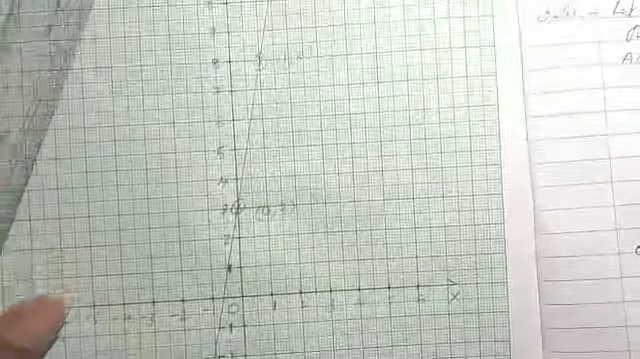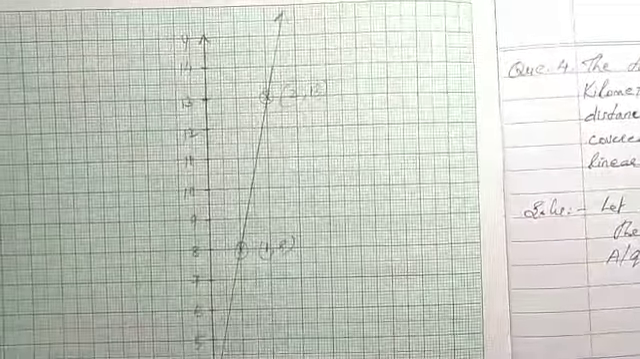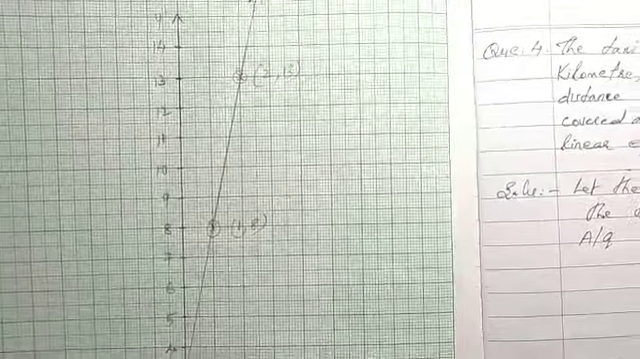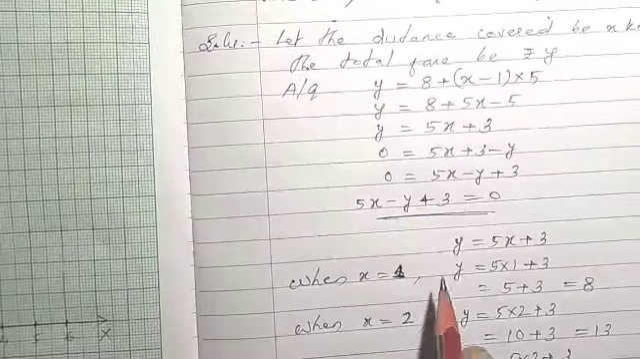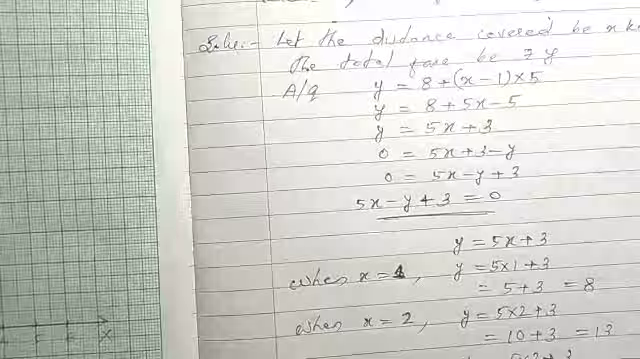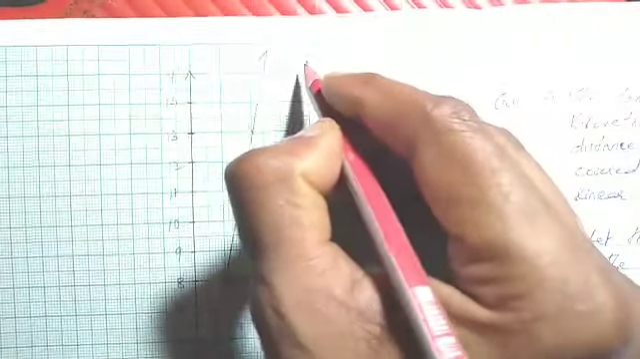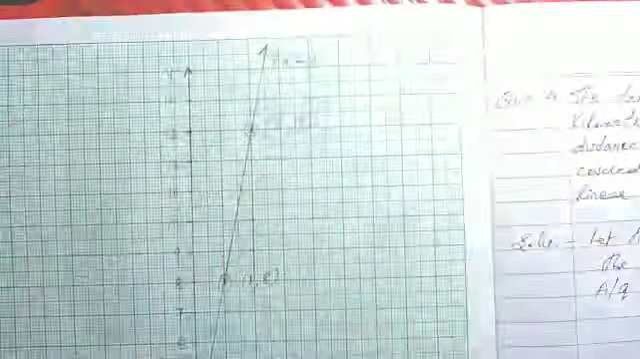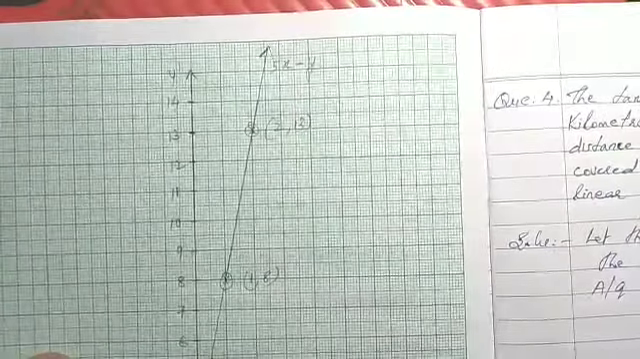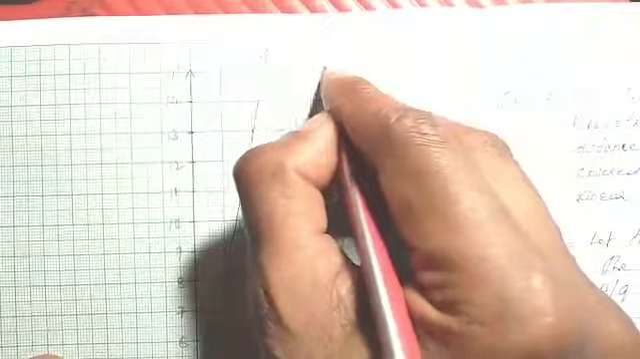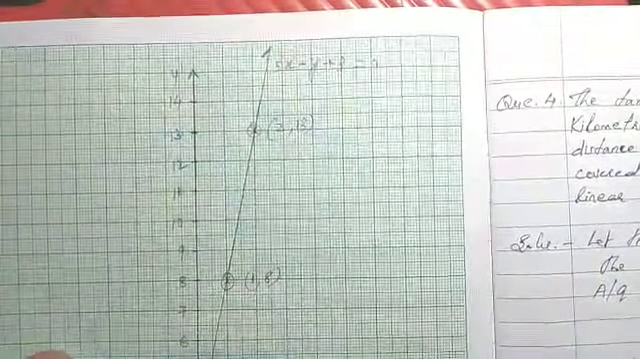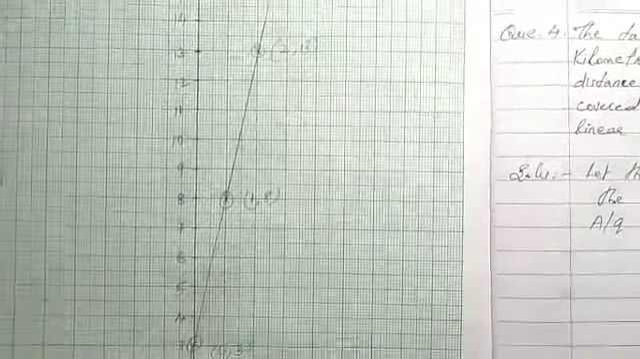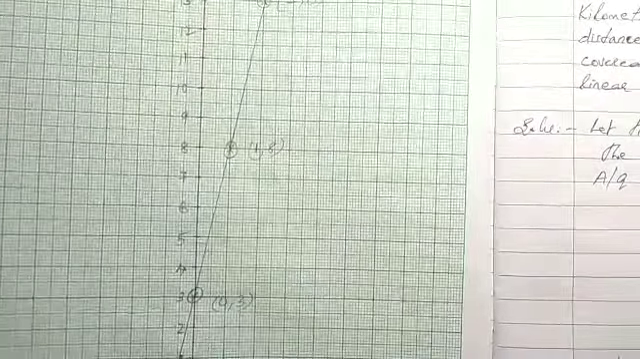Then you have to write the equation near the graph. What is our equation? 5x minus y plus 3 is equal to 0. So here we write 5x minus y plus 3 is equal to 0. That is the graph of this equation.